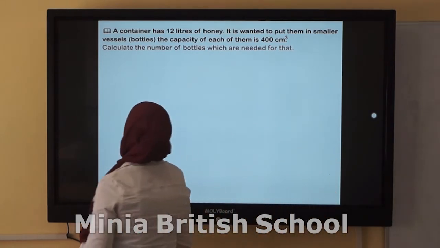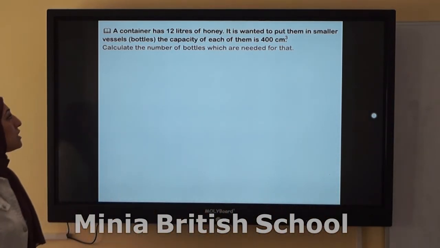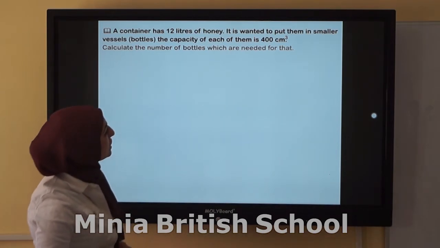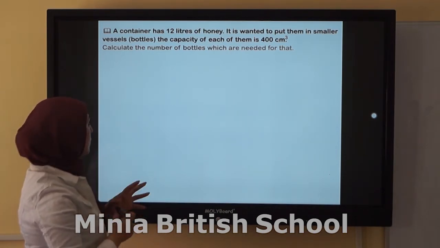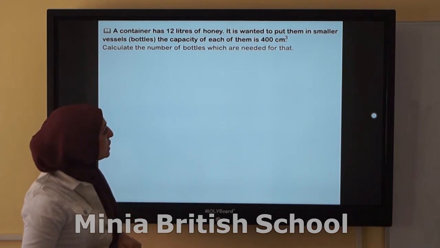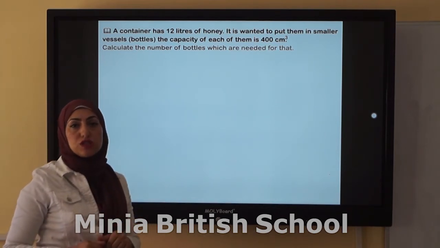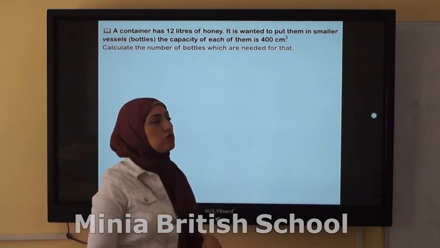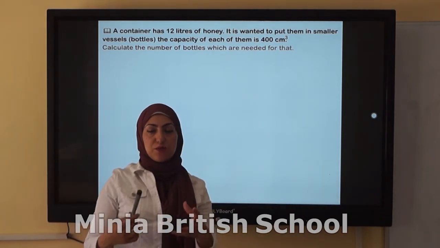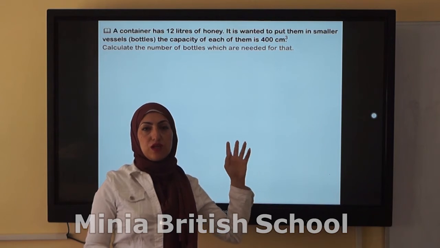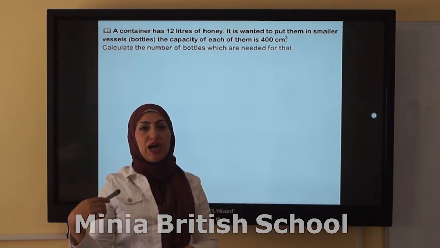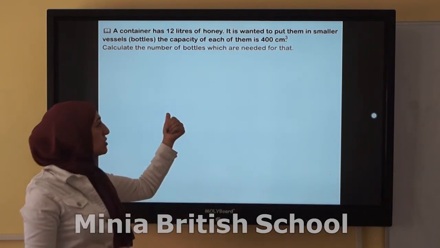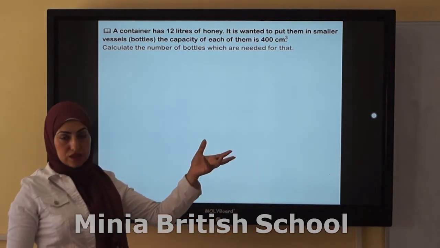A word problem. Here a container has 12 liters of honey. It is wanted to put them in smaller vessels or bottles. The capacity of each of them is 400 cubic centimeters. Calculate the number of bottles which are needed for that. If you remember, this type of problem is like what we had in volume, because it's the same idea, but here I use it for liquid things.